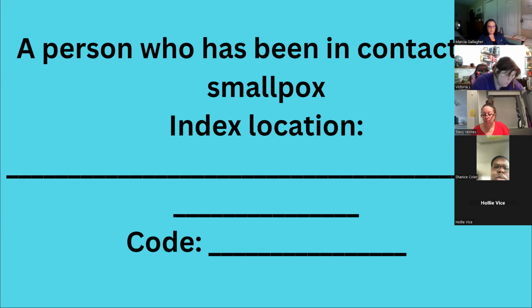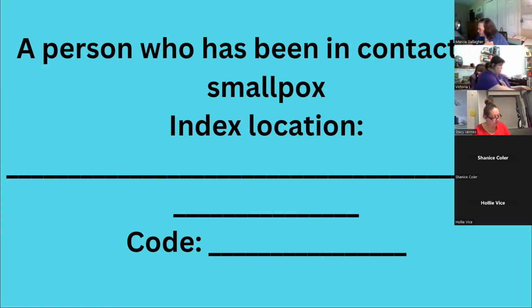Z22. Did anybody else get Z22? What did you type into your search engine? Contact with smallpox. And you got Z22? I typed in contact with smallpox and got Z20.89. That's what I have too. Let me redo it. What did you get, Victoria? Z20.89. Okay, Z20.89. That's what I have too. And it has the green dot beside it, right? Yeah. So we're going to go to our tabular and we're going to look up Z20.89.